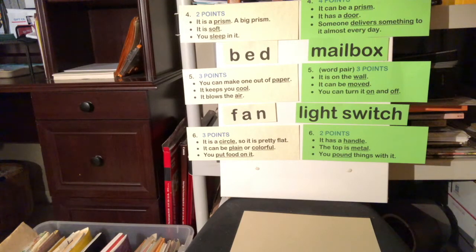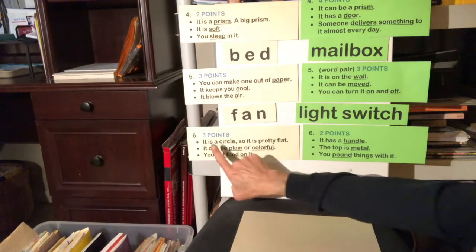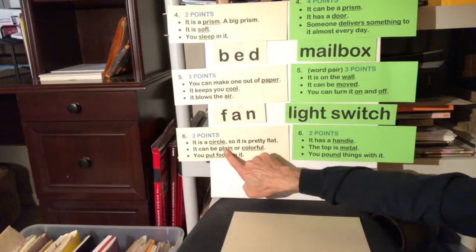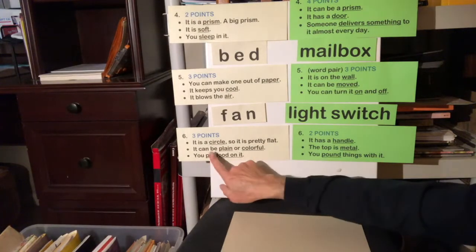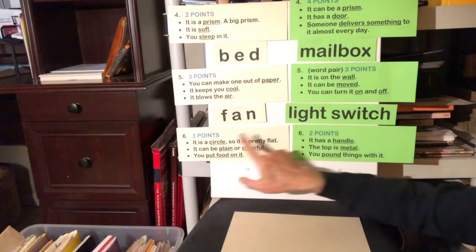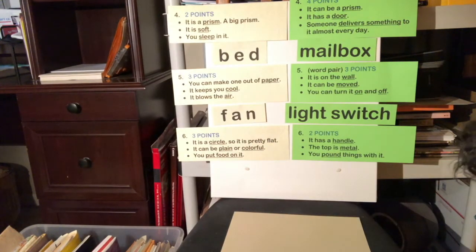On to number 6 for the kindergartners. 3 points. It is a circle, so it's pretty flat. Maybe not completely flat, but pretty flat. It can be plain or colorful. You put food on it. It's a circle that's pretty flat. It can be plain or colorful. You put food on it.